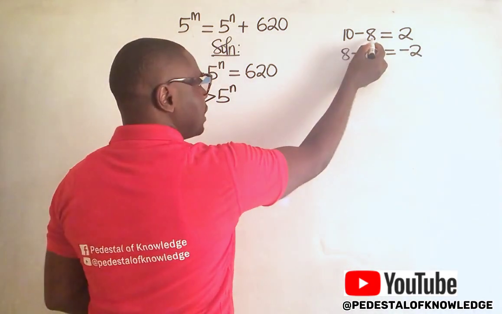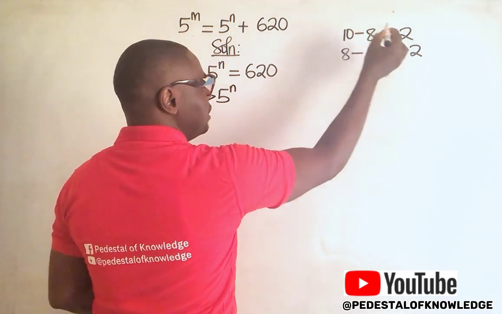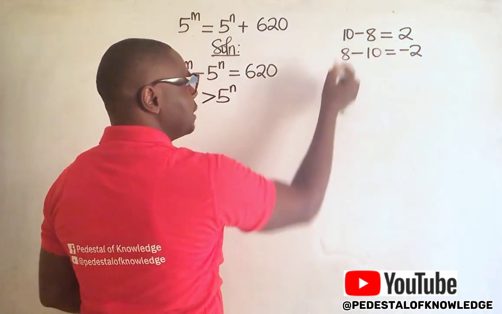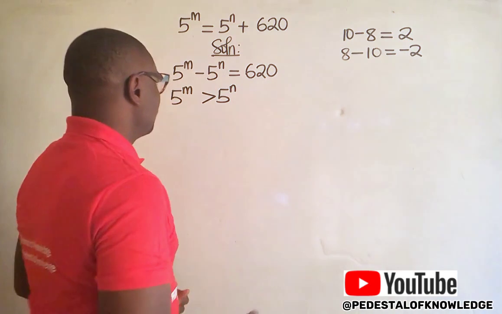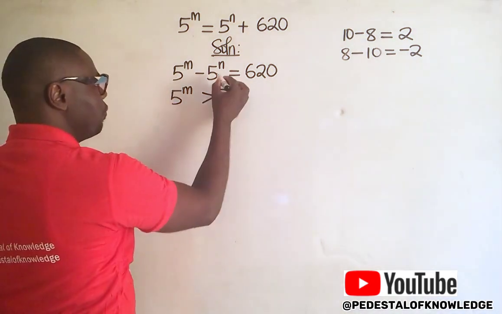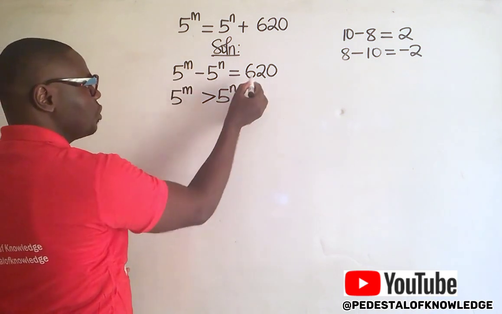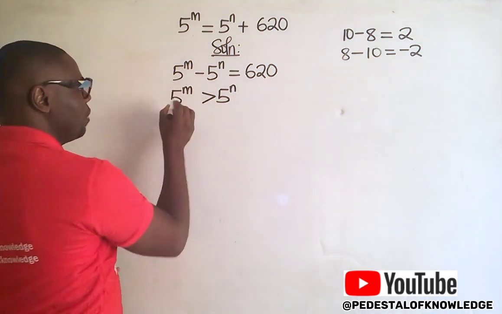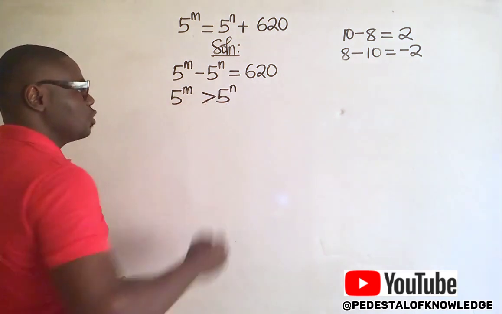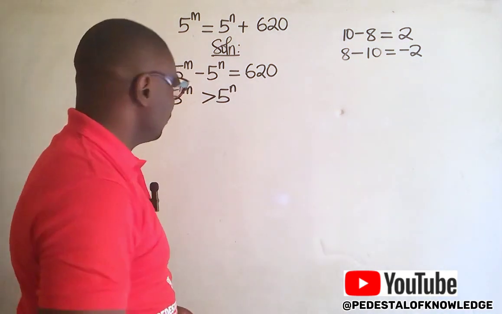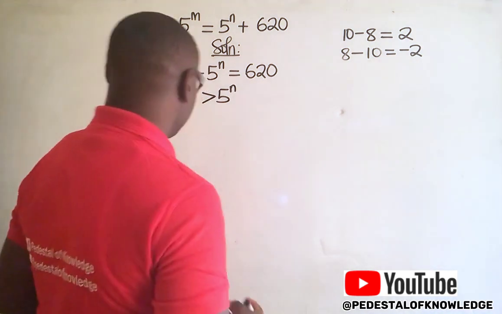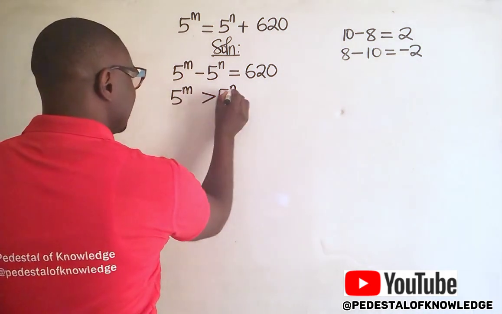So if 8 is subtracted from 10 and it gives a positive value, it means that 10 is greater than 8. So in the same way, if 5 raised to power n is subtracted from 5 raised to power m and it gives us a positive value, it means that 5 raised to power m is greater than 5 raised to power n. Okay, now in this case, it then implies that m is greater than n.